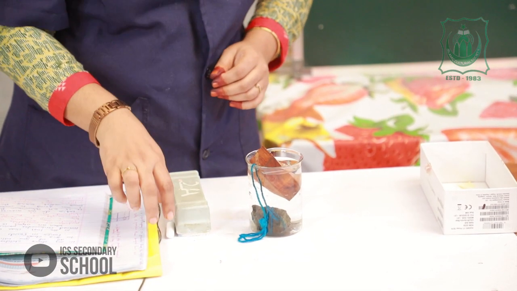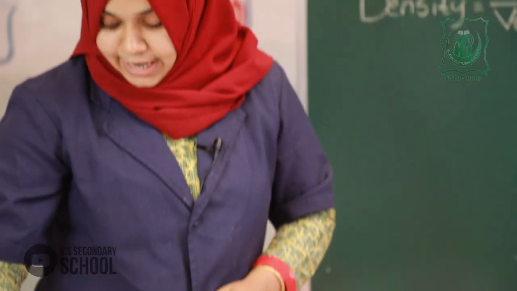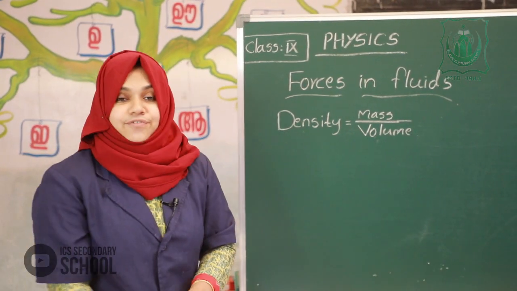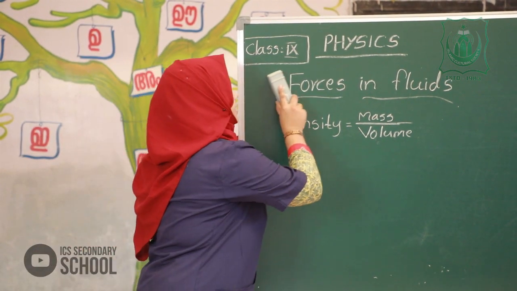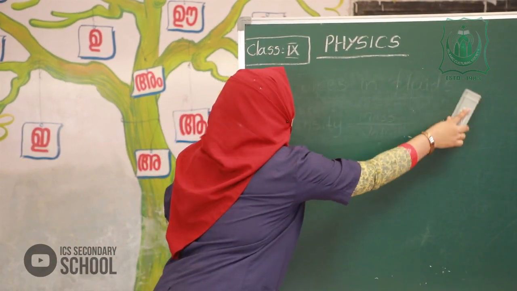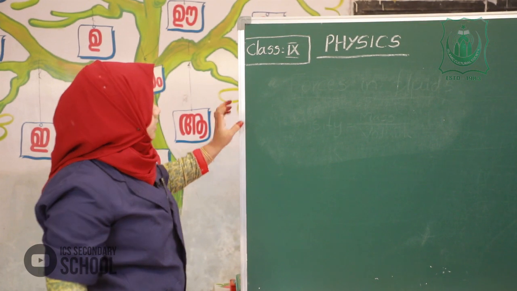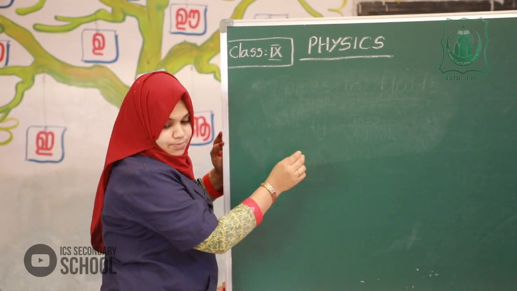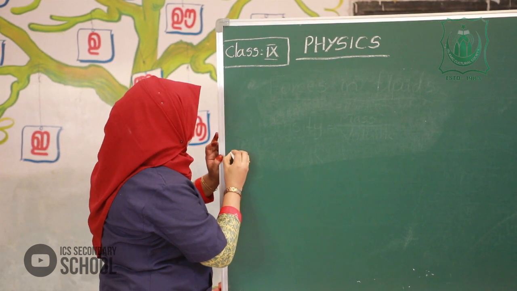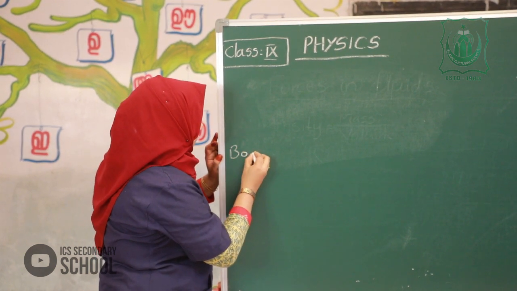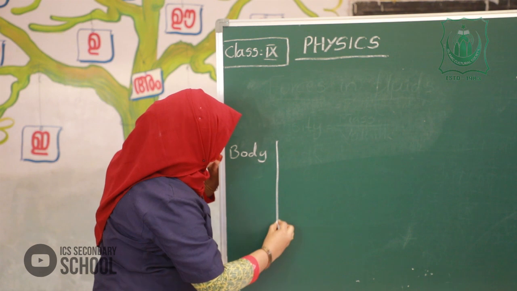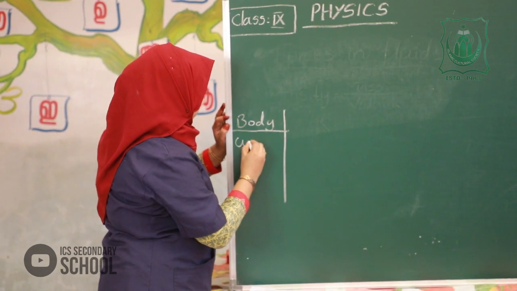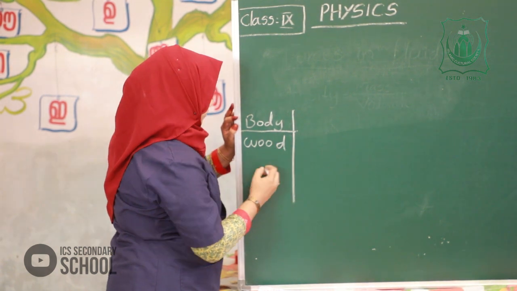What is the reason? Yes, we can find out the reason for this. So, we want to find out the buoyancy and weight of water displaced by it. So, here we take bodies. Which bodies? First wood, then stone.